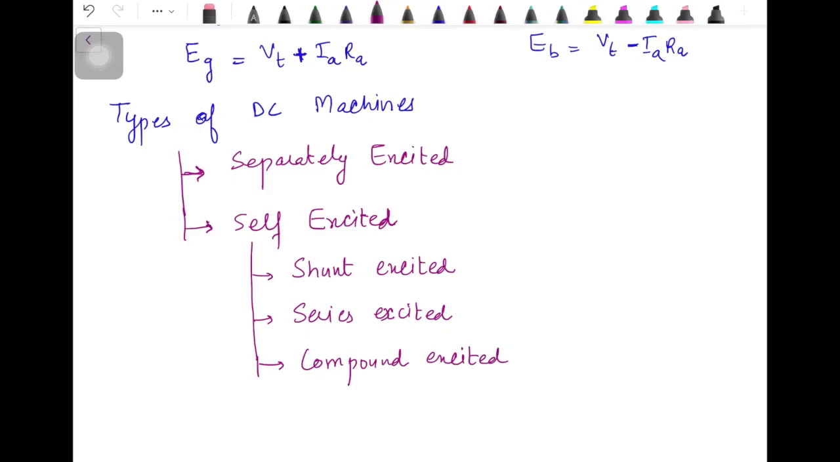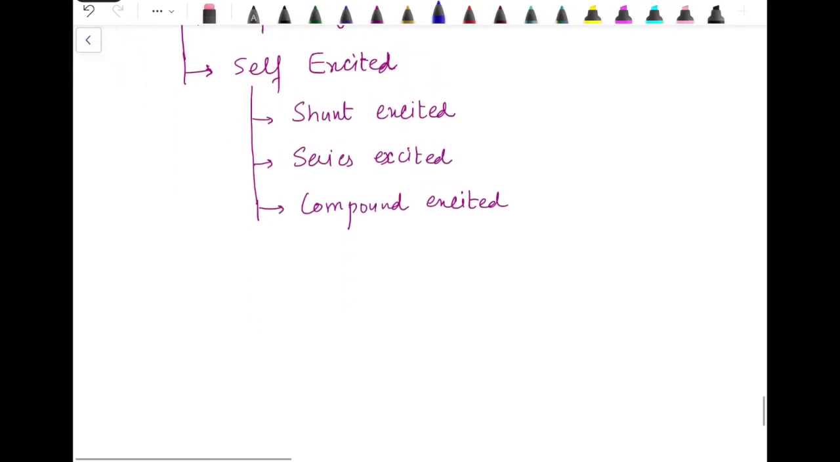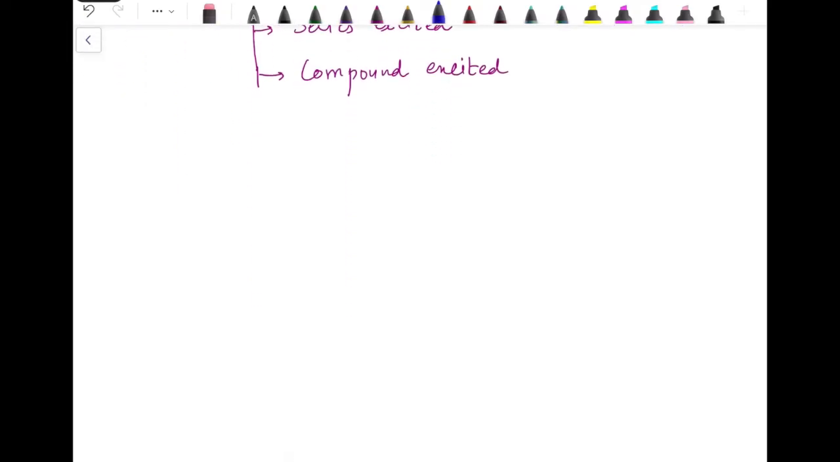The compound excitation is further of four different types. So I will consider compound excitation later on in a separate video. In this video, I will consider only shunt excited and series excited machines. So starting with the shunt excited machine, I will draw the equivalents for both motor and generator.